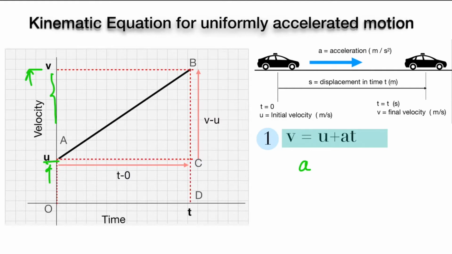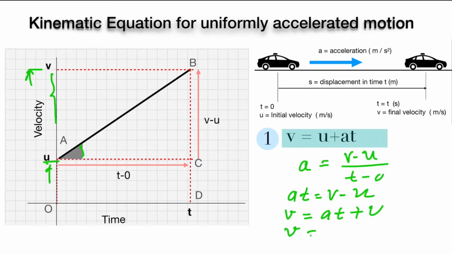So now, slope is rise, which is v minus u, divided by run, t minus 0, or you can say vertical divided by horizontal for this angle BAC. So the slope of this graph gives you acceleration. Now by rearranging this, you can write at equals v minus u, or v equals at plus u, or v equals u plus at. And this is your first equation of motion. So by using the slope of the velocity time graph, you can derive the first equation of motion.